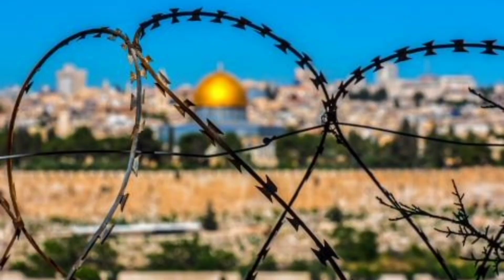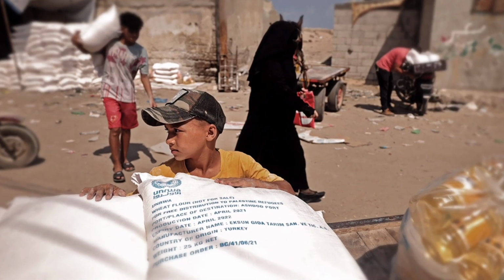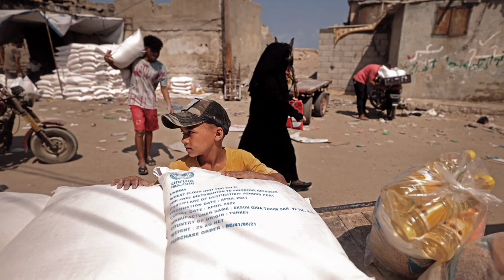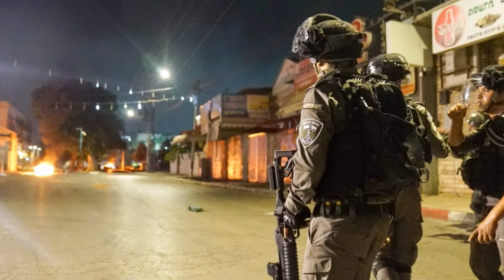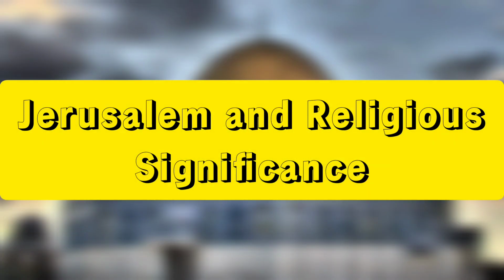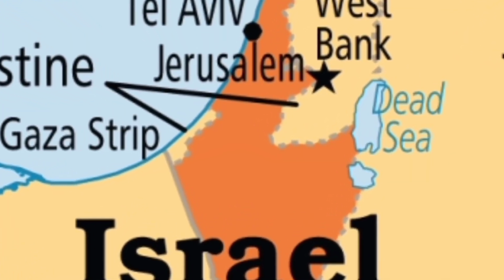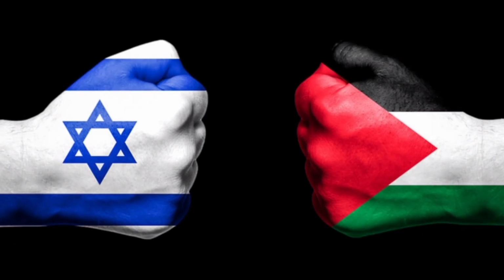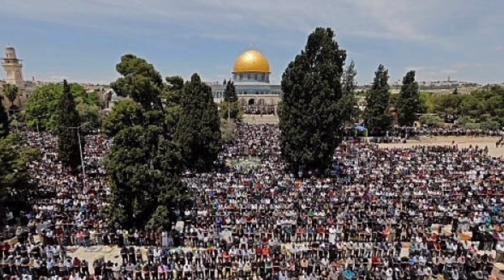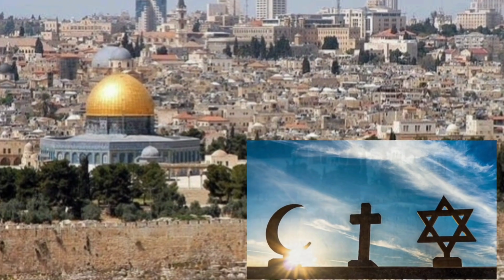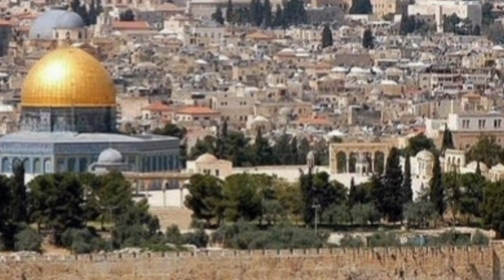Palestinians contend with restricted movement, lack of access to resources, and living conditions affected by conflict. Israel cites security concerns to justify some of its measures. Jerusalem and religious significance. The status of Jerusalem is a highly contentious issue. Both Israelis and Palestinians claim Jerusalem as their capital. The city holds immense religious significance for Jews, Christians, and Muslims, adding complexity to any potential resolution.